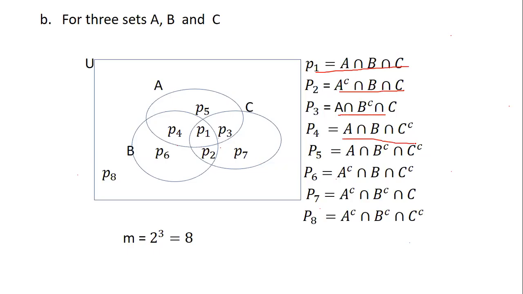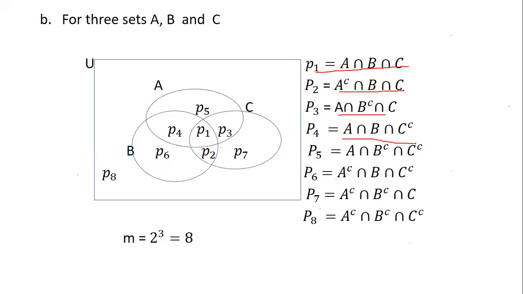Are you following? Yes, sir. Good. Now let's move on to P8. What is P8? Not A, outside B, and outside C. When it's outside, it's not, or complement. So it's A complement intersection B complement intersection C complement.